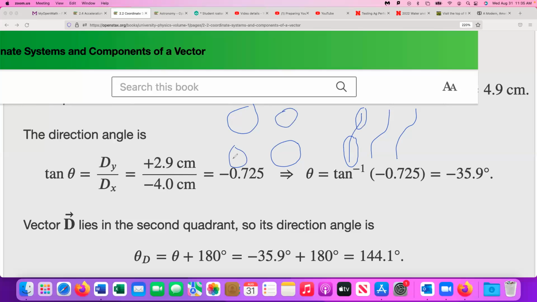And I always forget that about the tangent, but the tangent has that peculiarity because it's dividing two coordinates, right? If that makes sense to you, fine. If it doesn't make sense to you, don't worry about it too much. You will get used to doing this.